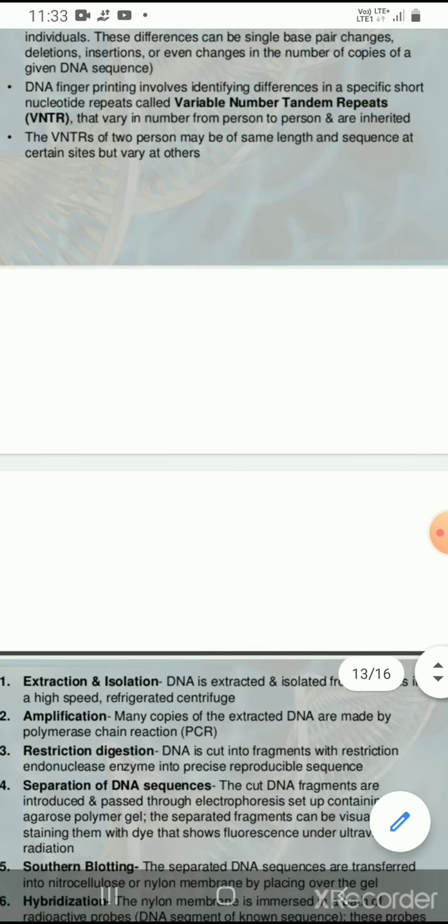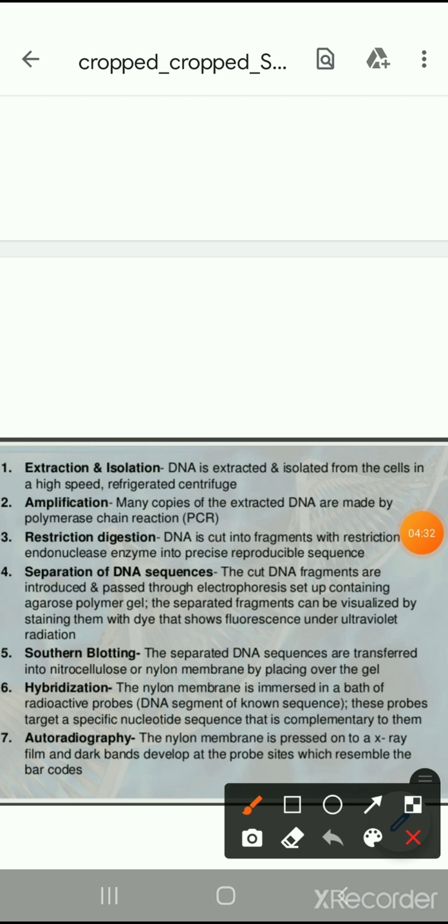Now, how is the DNA analyzed? Firstly, the DNA is isolated and extracted. What is the process? First is extraction and isolation: DNA is extracted and isolated from the cells through high speed refrigerated centrifugation. Then amplification: many copies of the extracted DNA are made through PCR, polymerase chain reaction. Then the DNA is cut into fragments by restriction endonuclease enzymes.